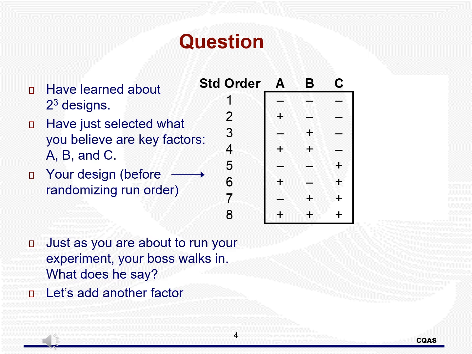In the last couple of sections we talked about a 2-cube design. This is a design in which we have 3 factors, each of which has 2 levels. Here is the design with the +/- designation for the levels.